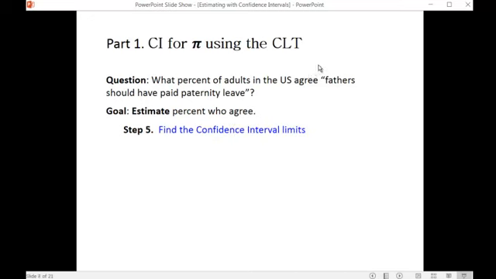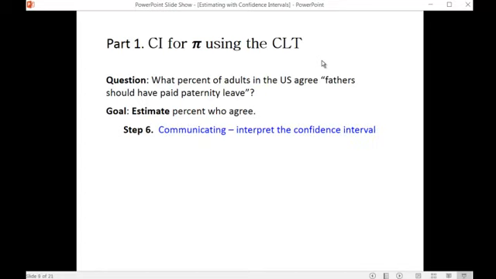So now we find the confidence interval limits, and in this case the arithmetic is pretty easy. When we subtract the 2% from 69%, we get 67%. 69% plus 2%, notice I'm doing it as proportions though. So there are the confidence interval limits. In fact, this is the confidence interval, 67% to 71%.